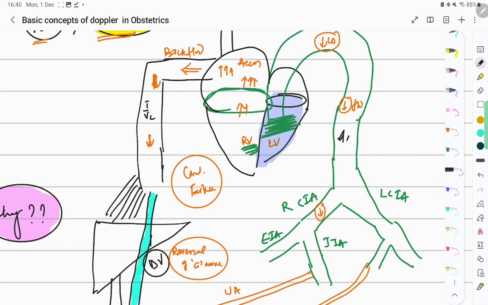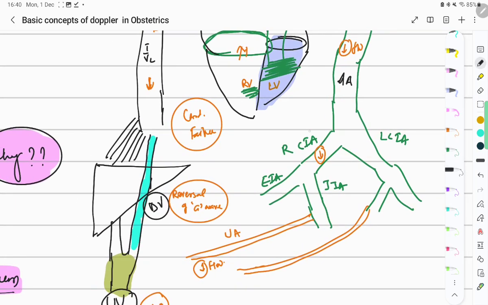So this is the abdominal aorta. The abdominal aorta divided into right common iliac artery and left common iliac artery. Again it divided into external iliac artery and internal iliac artery. From the internal iliac artery, there is a branch, that is the umbilical artery. So these are the two umbilical arteries.